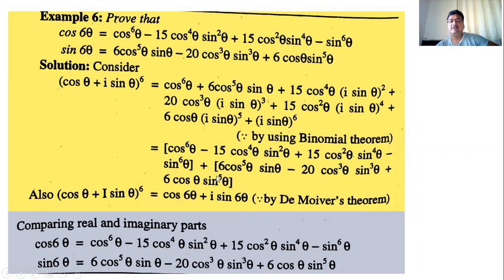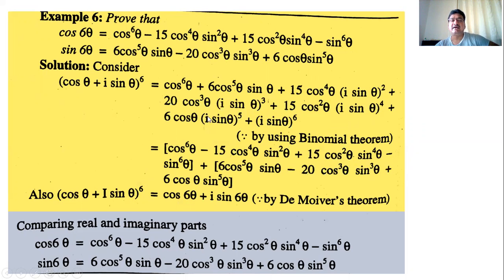Take that i common and write i outside the bracket. Then in the bracket, 6 cos raised to 5 theta sine theta, then this term. Because i cube means i square into i, which is minus i, so minus 20 cos cube theta sine cube theta. And then this is the term.